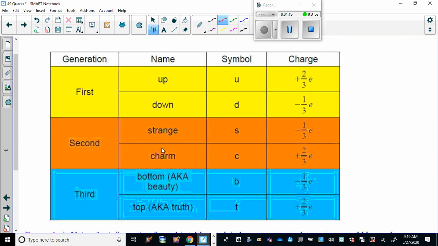And here they all are. You only need to know the up and down and their symbols. Going back to our previous lesson on antimatter, since there's an up quark and a down quark, there must be an anti-up quark and an anti-down quark, which would have the opposite charges.